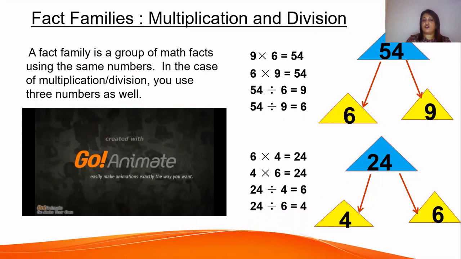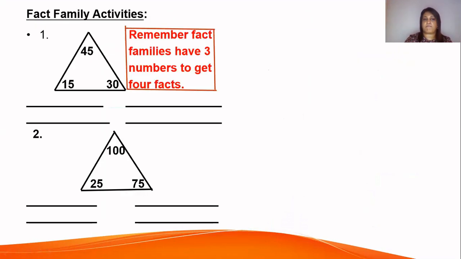6 times 4 is equal to 24, or 4 times 6 is equal to 24. 24 divided by 4 is equal to 6, or 24 divided by 6 is equal to 4. So that's simple. You need to make up a fact family, you need 4 facts. And you will use either addition or subtraction, or multiplication and division.